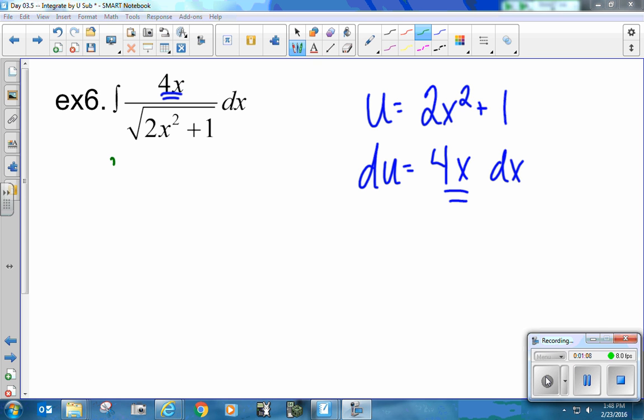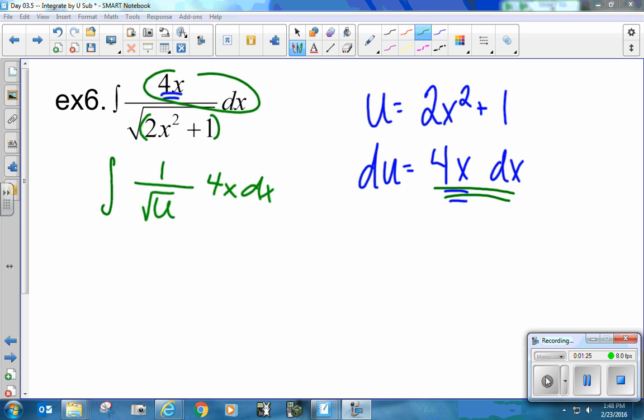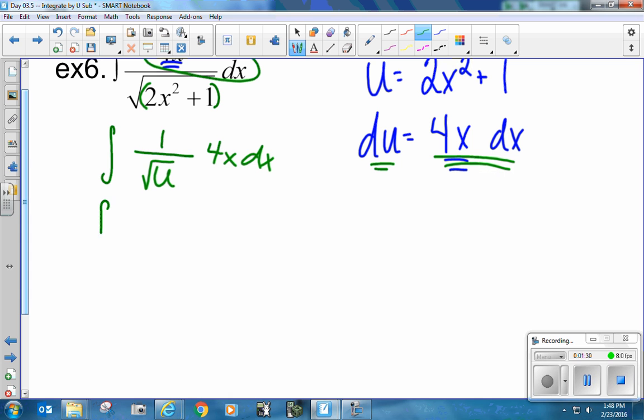I have the integration of, I'll call this 1 over, u is going in here right now, so square root of u, and we still have 4x dx, so this comes out this side. Now, into my 4x dx, I can just put du. So, I now have the integration of 1 over, I'll call this u to the 1/2. It's easier to take derivatives and integration when we have exponents. And this now becomes du.